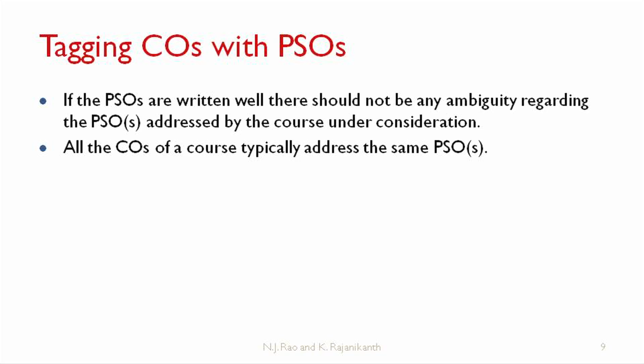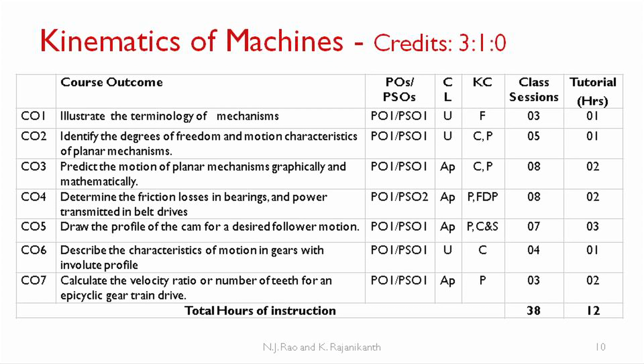We also need to tag COs with PSOs. If PSOs are written well, there should not be any ambiguity regarding the PSOs addressed by the course under consideration. All the COs of a course typically address the same PSO or PSOs. Most often, it is a single PSO that gets addressed by a course, but occasionally there may be more than one PSO that is addressed by the course. But all the COs of a course typically address the same PSO or PSOs. This is an example of one mapping.